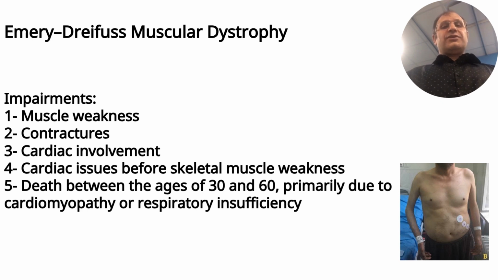2. Contractures. In adults, flexion contractures of the wrists, elbows, ankles, and neck are common. 3. Cardiac involvement, which can lead to sudden death. Cardiac involvement typically emerges between the second and fourth decades.